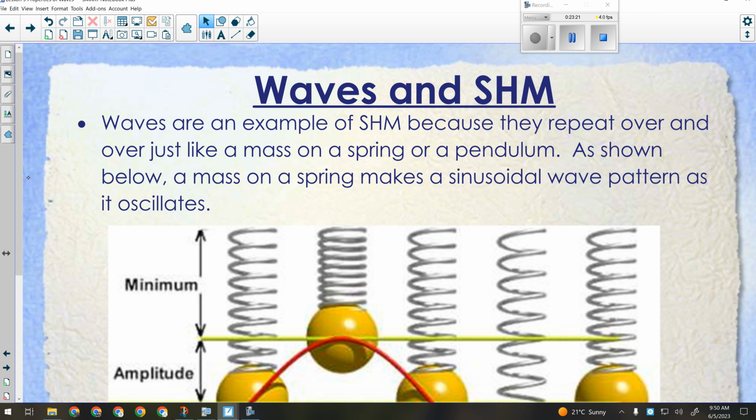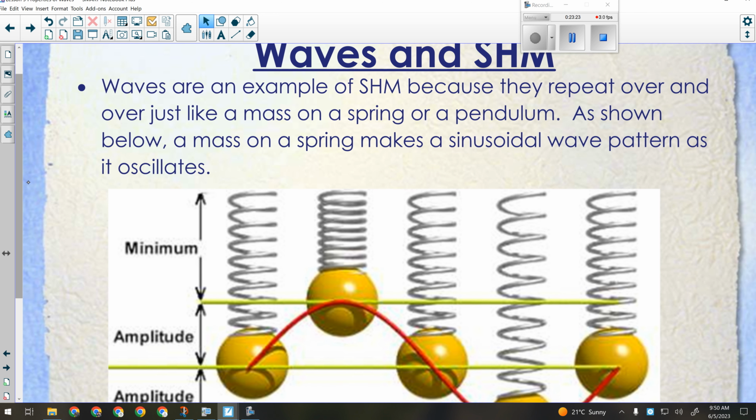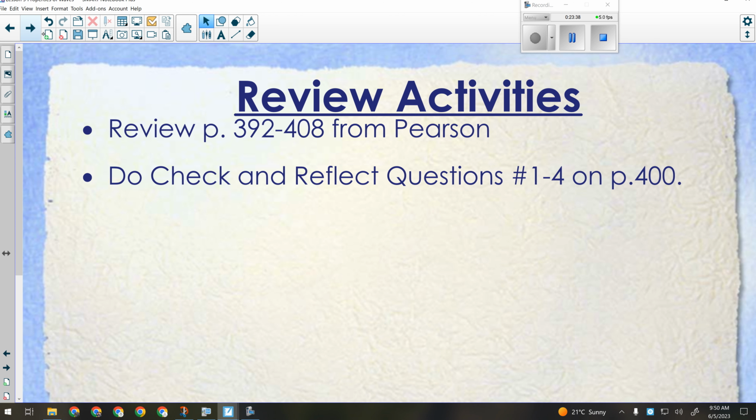Okay, so waves are an example of simple harmonic motion because they repeat over and over, or more accurately, they're caused by something that is oscillating and repeating over and over again. Okay, so a mass on a spring makes a sinusoidal wave pattern as it oscillates.